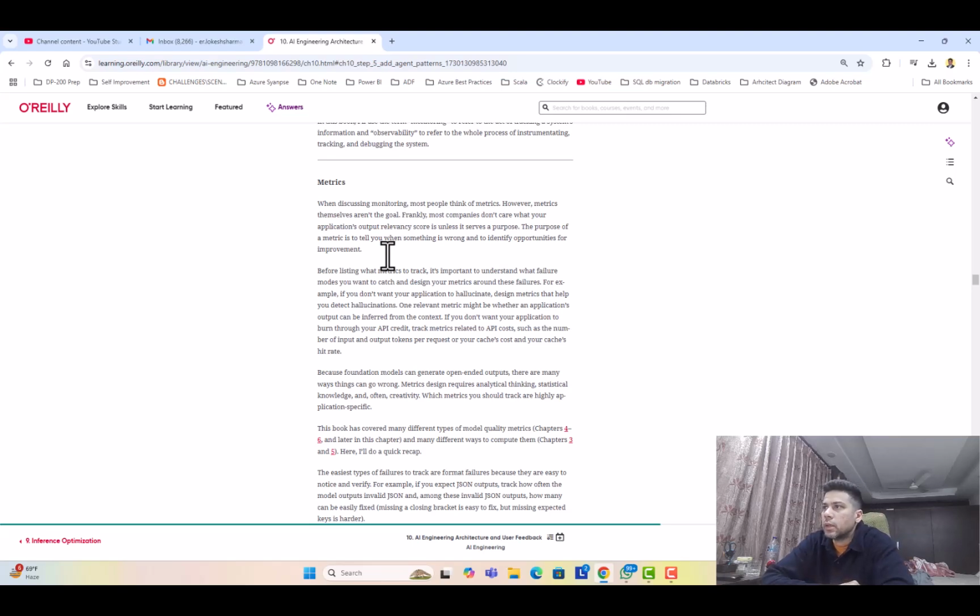Let's read on. Metrics. When discussing monitoring, most people think of metrics. However, metrics themselves aren't the goal. Frankly, most companies don't care what your application's output relevance score is unless it serves the purpose. The purpose of a metric is to tell you when something is wrong and to identify opportunities for improvement. Before listing what metrics to track, it's important to understand what failure modes you want to catch and design your metrics around these failures.